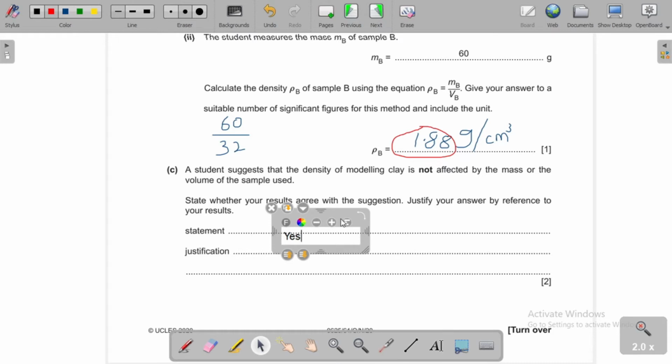Yes, because the question is state whether your results agree with the suggestion. Yes, my result actually agrees very well with the suggestion. Now, how do we show? Justify your answer by reference. Now, how do we reference it?